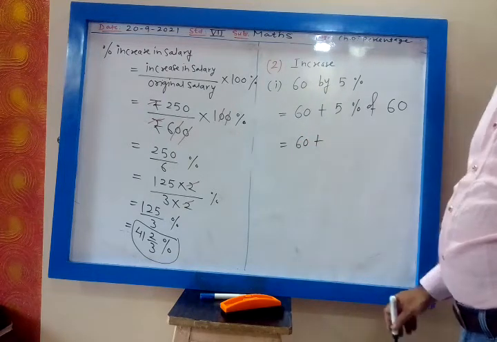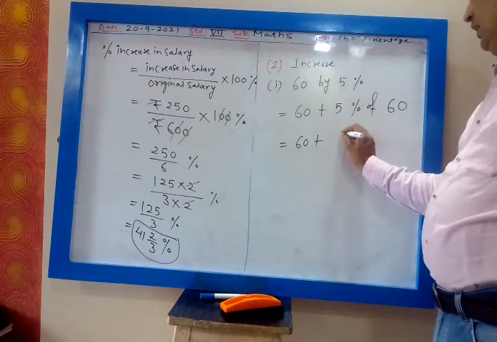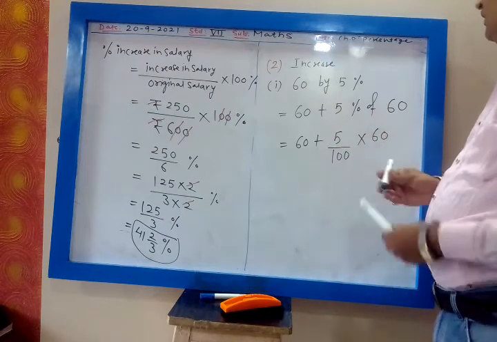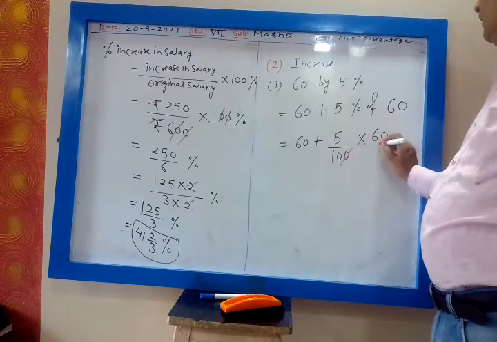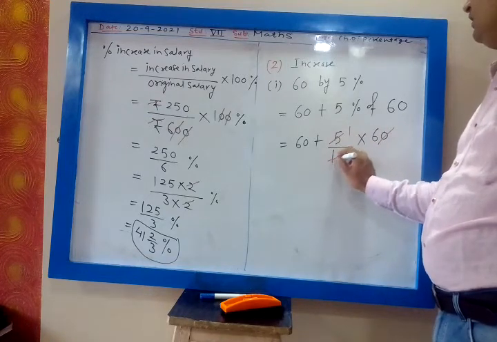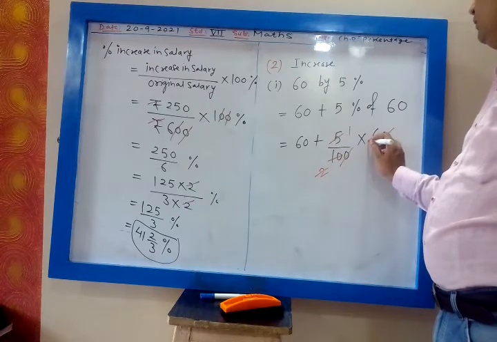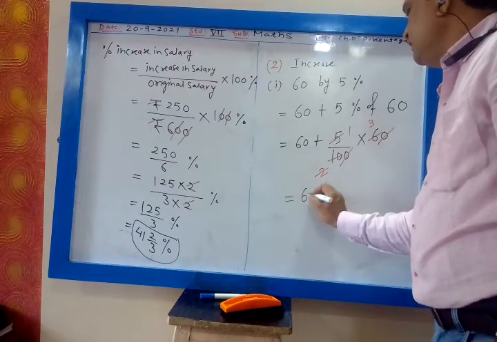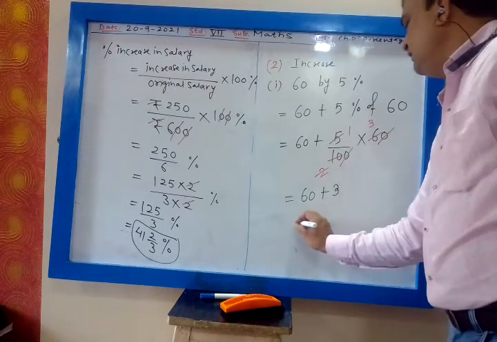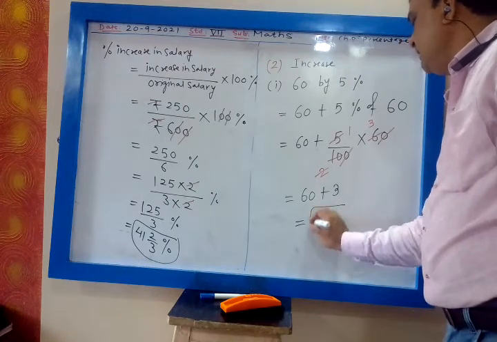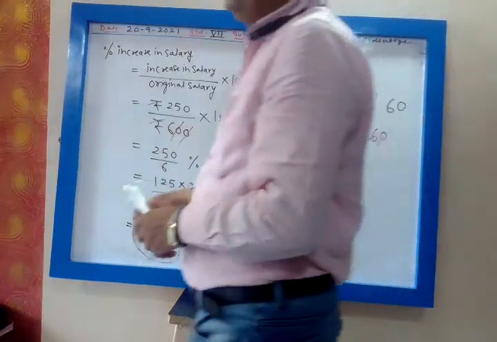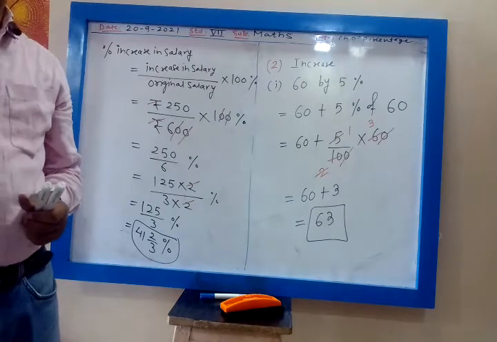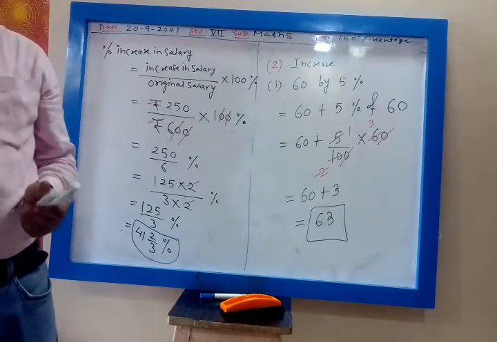What do you mean by x percent? So 5 upon 100. Of means multiplication. 60. Then one 0 gets cancelled. 5 1s are 5, 5 2s are 10. Then 2 1s are 2, 2 3s are 6. So this is 3. 60 plus 3, that is 63. 63 is the answer. So 5% of 60 will be 3, so we add 3 to 60, you will get 63.